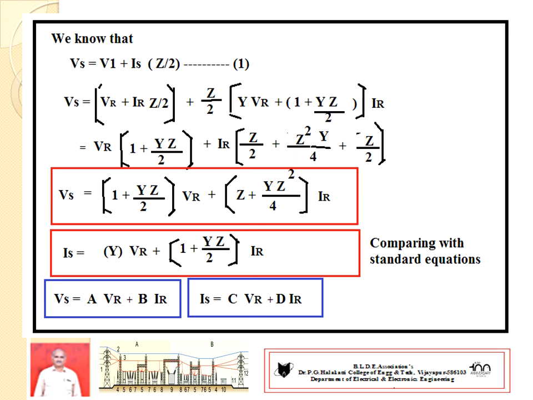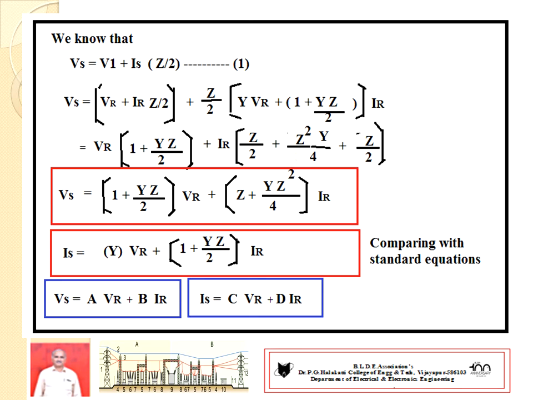In a similar fashion, we have to construct the expression for the sending end voltage. We know that Vs equal to the vector sum of V1 plus Is into Z by 2. Already we know V1. You substitute V1, the voltage across the capacitance, which is Vr plus Ir into Z by 2. Then Is, you write down the whole Is equation, and it is multiplied by Z by 2.